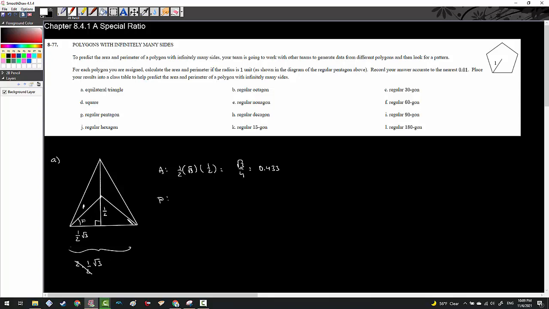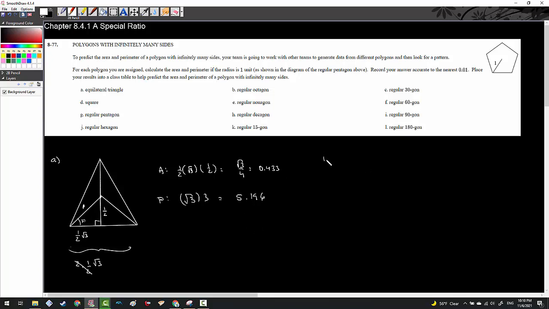Now let's find out what the perimeter is going to be. That's going to be root 3 times 3 of those sides, so 3 root 3, or 3 times the square root of 3. That's going to be 5.196. So that'll take care of A.